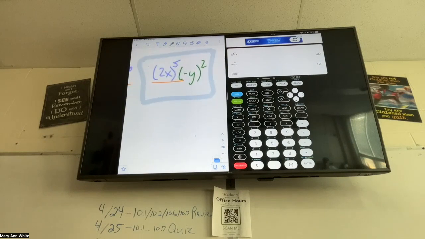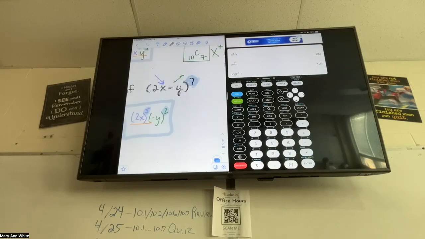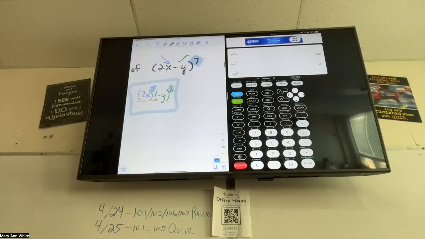So I know my third term is going to be 2x to the 5th and then negative y to the 2nd. Why did I know it was to the 2nd? It's increasing as we go across the page. Also, 5 plus 2 is 7. We want those to match. When we do NCR in the calculator, what number goes first? 7. What number goes second? 5. What's another number that can go second besides 5? 2.